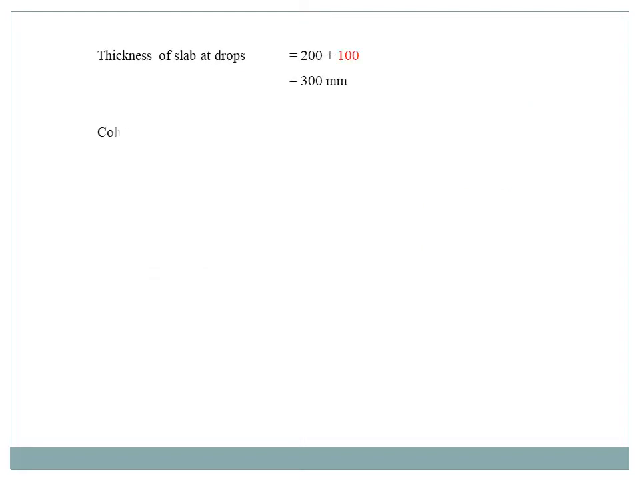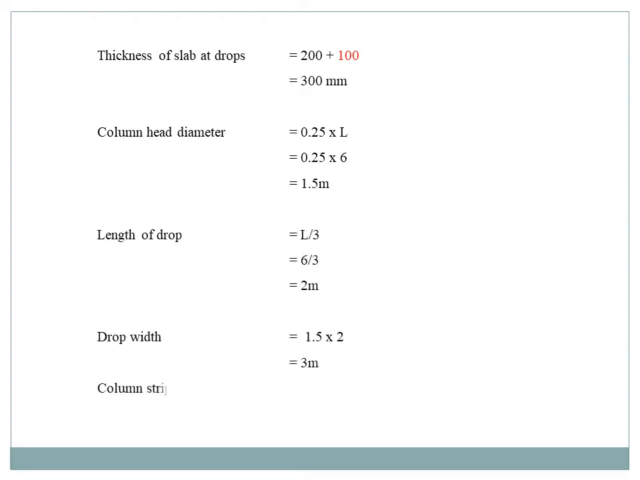Then thickness of slab at the drop. Drop means slab thickness plus 100; that 100 is assumed. We take the drop thickness as 100. So thickness of slab at the drop portion: 200 plus 100 is equal to 300 mm.